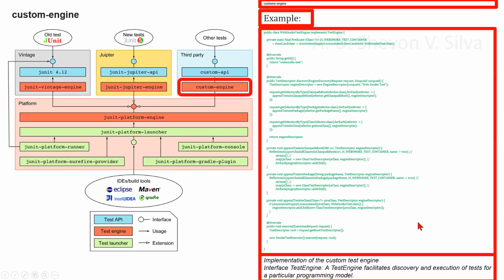Here you can see an implementation of a custom test engine. Interface TestEngine. A test engine facilitates discovery and execution of tests for a particular programming model. For example, JUnit provides a test engine that discovers and executes tests written using the JUnit Jupiter programming model.